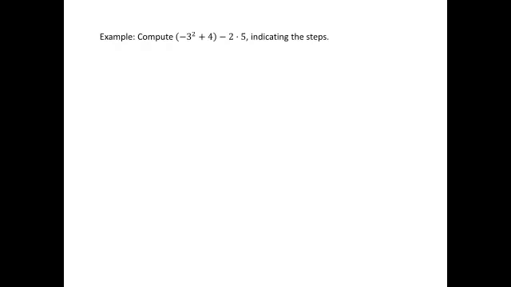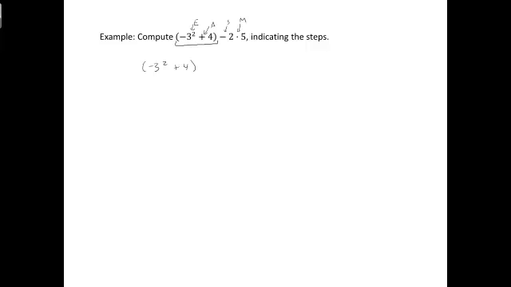Example, compute, parentheses, negative 3 squared plus 4 minus 2 times 5, indicating the steps. We're going to go through the same process as before. We see parentheses here. We see inside the parentheses an exponent. We see an addition. Outside of the parentheses, we see a subtraction. And we see a multiplication. So we'll look inside the parentheses first, do all those parts. And then we'll go outside of the parentheses and then do those parts.